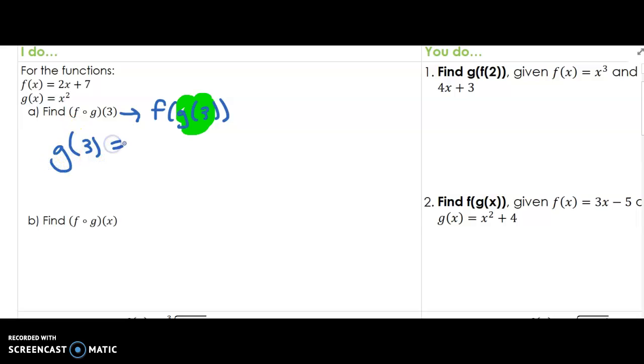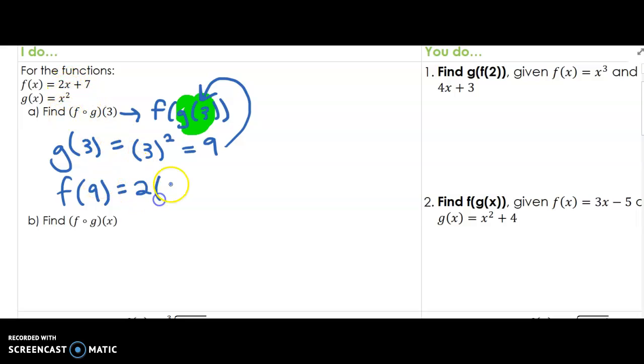g of 3, which means I'm just plugging 3 into g of x. So 3 squared is equal to 9. And what I'm going to do with that 9 is plug it in where I had g of 3. So now instead of f of g of 3, I'm looking for f of 9. And I can actually evaluate that now. Plugging in 9 for x in f of x, I get 2 times 9 plus 7. And that's going to give me a final answer of 25. And so f of g of 3 is 25.